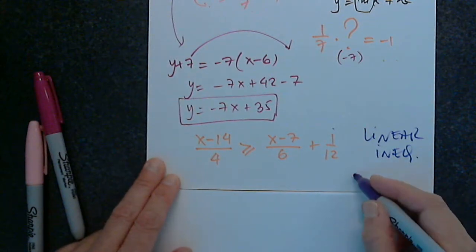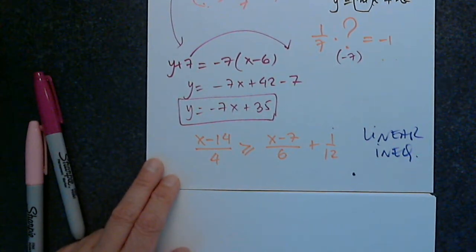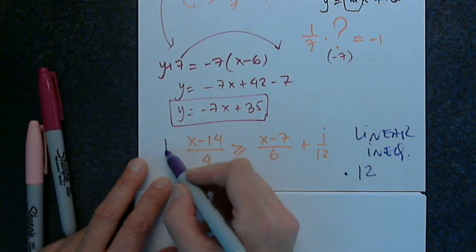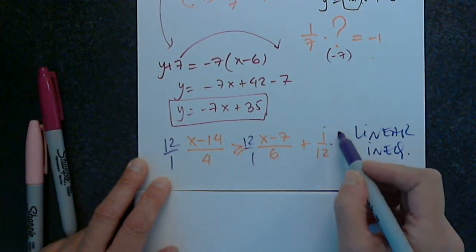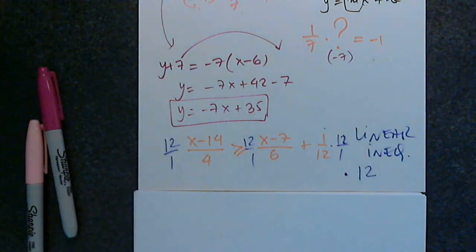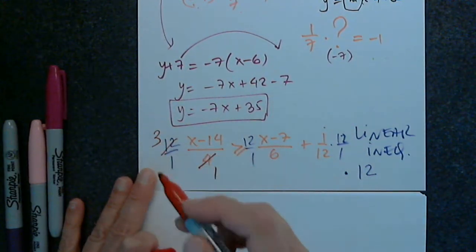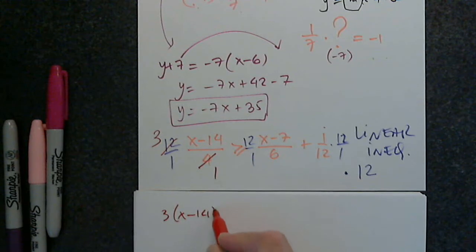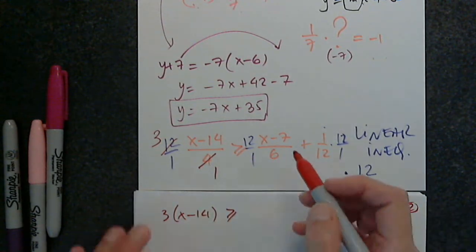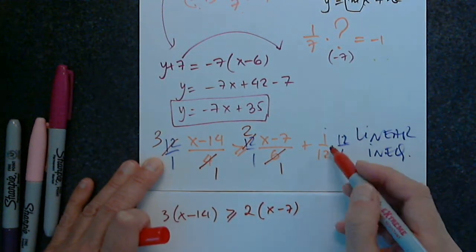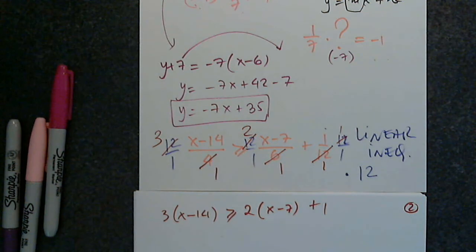So you said that we are going to multiply in order to eliminate fractions. We're going to multiply both sides by? I completely agree. But since we are dealing with fractions, I recommend multiplying by 12 over 1. Why? Because we want to simplify before we multiply. That is always the best thing to do. So I'll simplify by 4, and I get 3x minus 14. I'll simplify by 6, and I get 2 quantity x minus 7. And I'll simplify by 12, and I get positive 1.